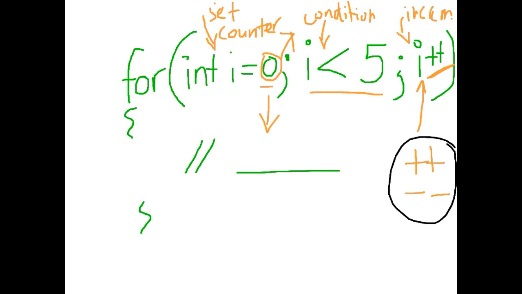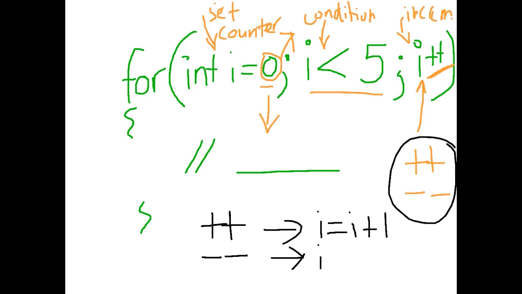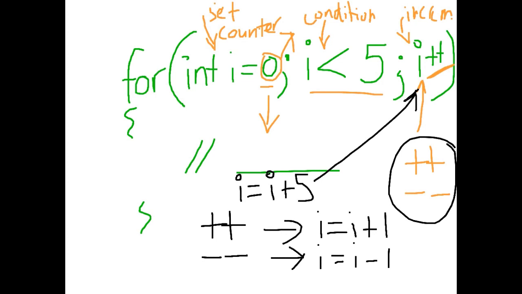Just really quickly, I've used plus plus there and minus minus. Plus plus is the same as saying I equals I plus 1, so increasing the value of I by 1. And minus minus is the same as saying I is equal to I minus 1. The plus plus and minus minus only work for incrementing or decrementing by 1. If you wanted to change the value by more than that, you would put I equals I plus 5 as an example.